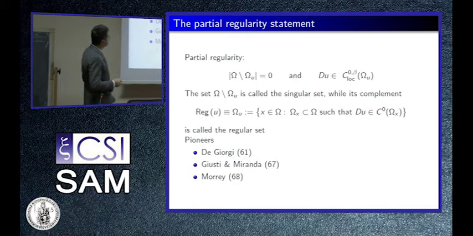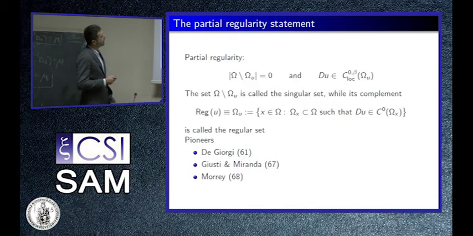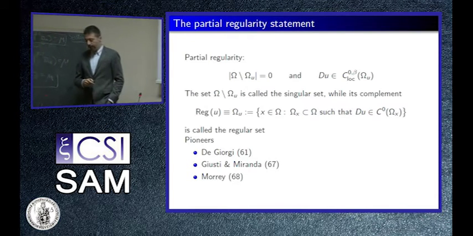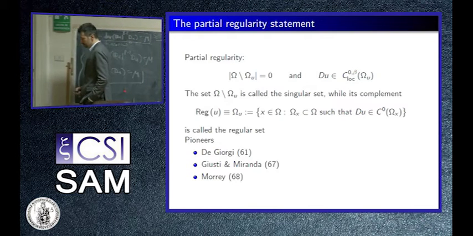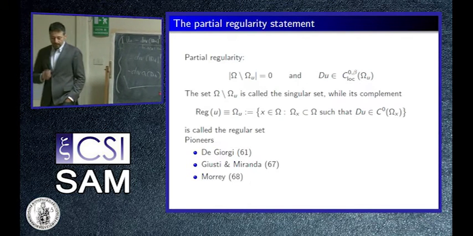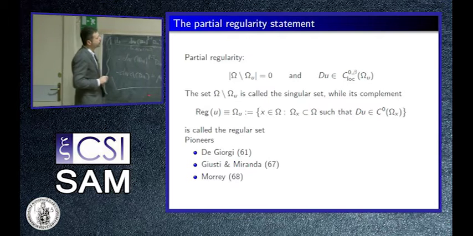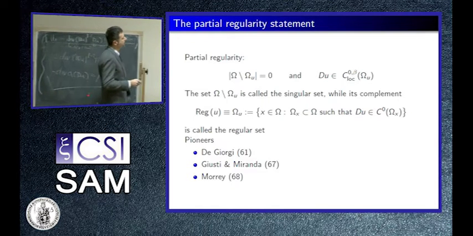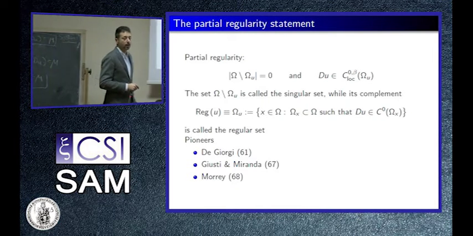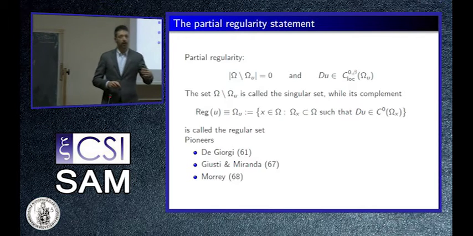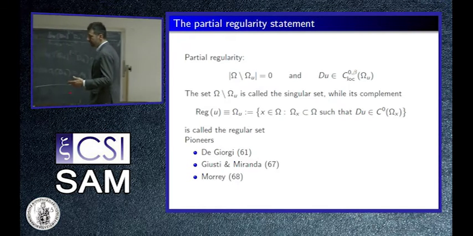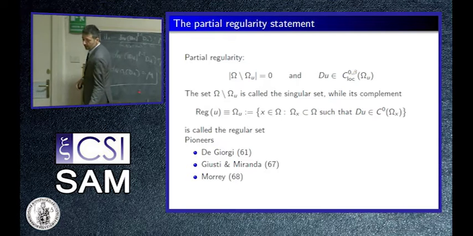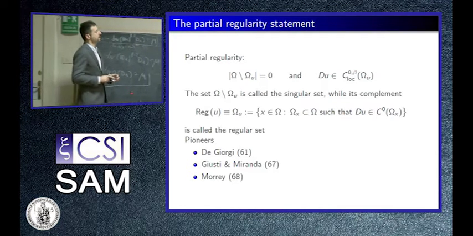The pioneer was De Giorgi, essentially with the idea of proving that you have a small subset of singularities. It goes back to the work of De Giorgi on minimal surfaces. Then Giusti-Miranda and Morrey adopted the same philosophy and more or less the same approach in the case of systems.